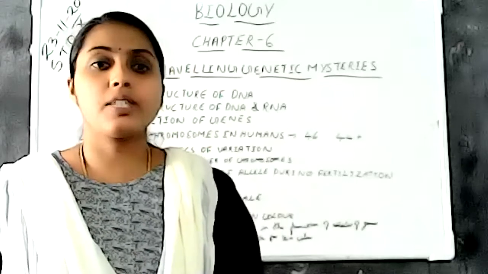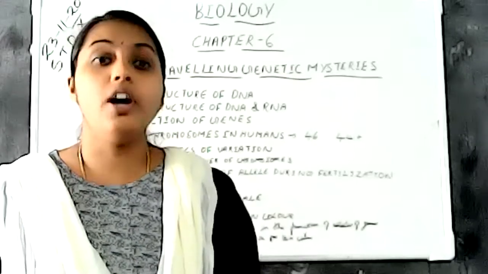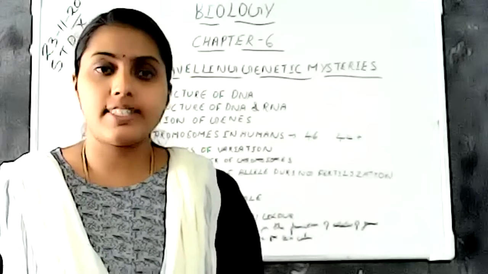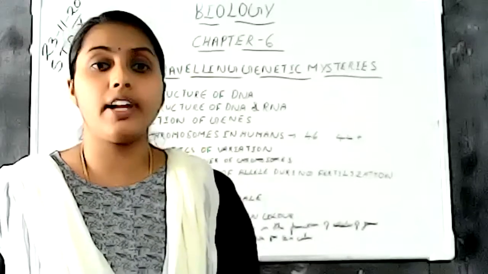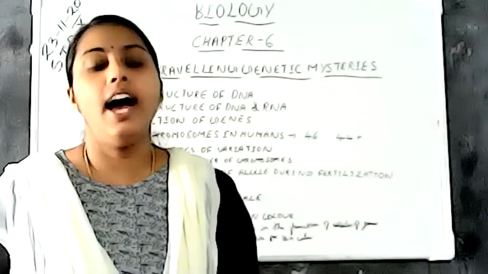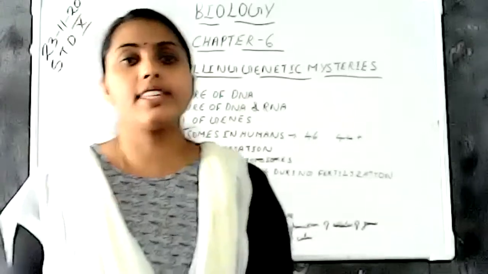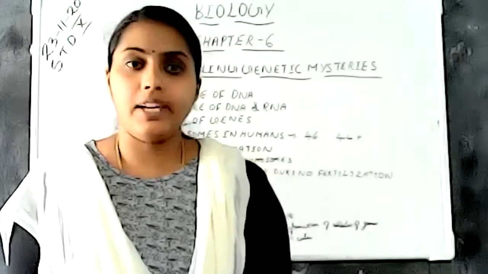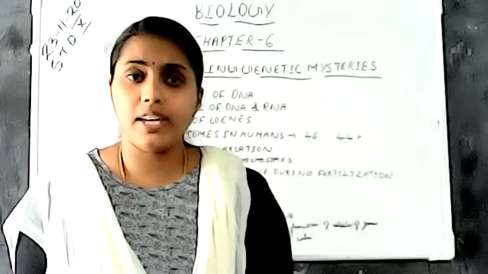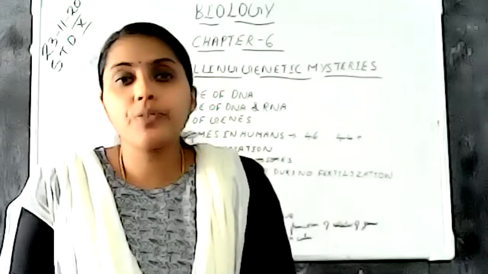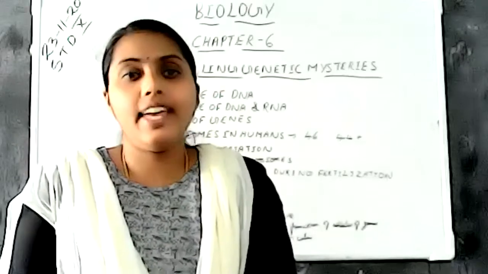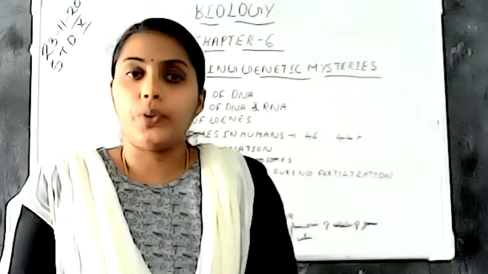Because DNA consists of 4 nitrogen bases. I have told you about the 4 different kinds of nitrogen bases: adenine, thymine, cytosine, and guanine. These are the 4 nitrogen bases. Because of these 4 nitrogen bases, DNA consists of 4 nucleotides.